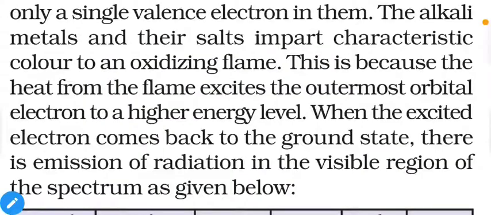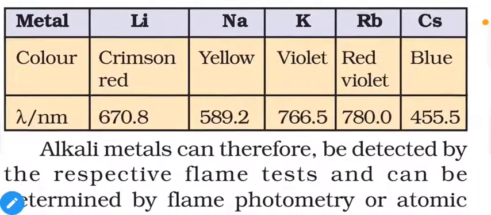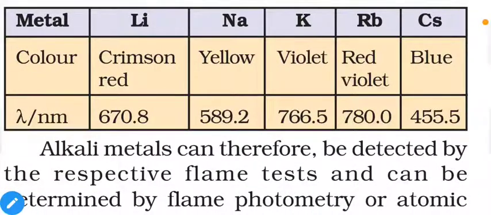The alkali metals and their salts impart characteristic colors to an oxidizing flame. This is because the heat from the flame excites the outermost orbital electron to a higher energy level. When the excited electron comes back to the ground state, there is an emission of radiation in the visible region of the spectrum as given below. So here a few metals are mentioned: lithium, sodium, potassium, rubidium and cesium, and all of them give specific colored flames when we expose them to an oxidizing flame.